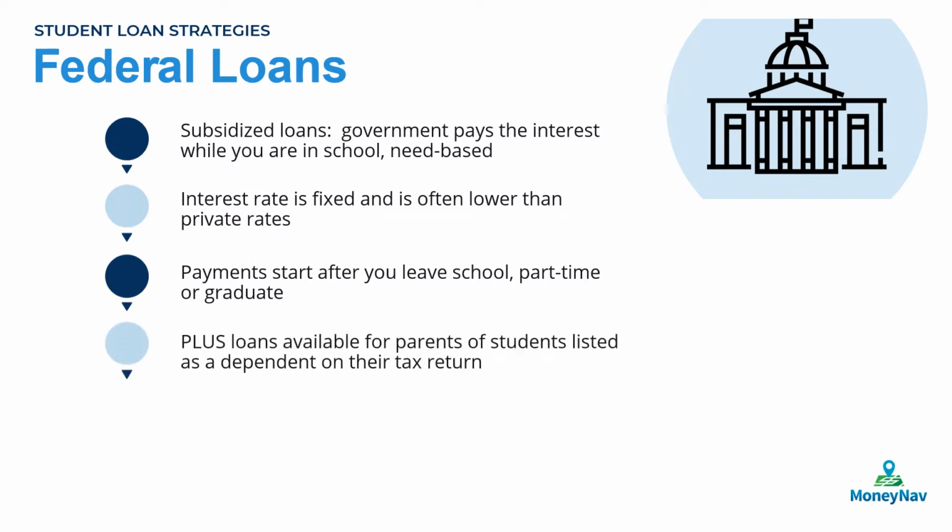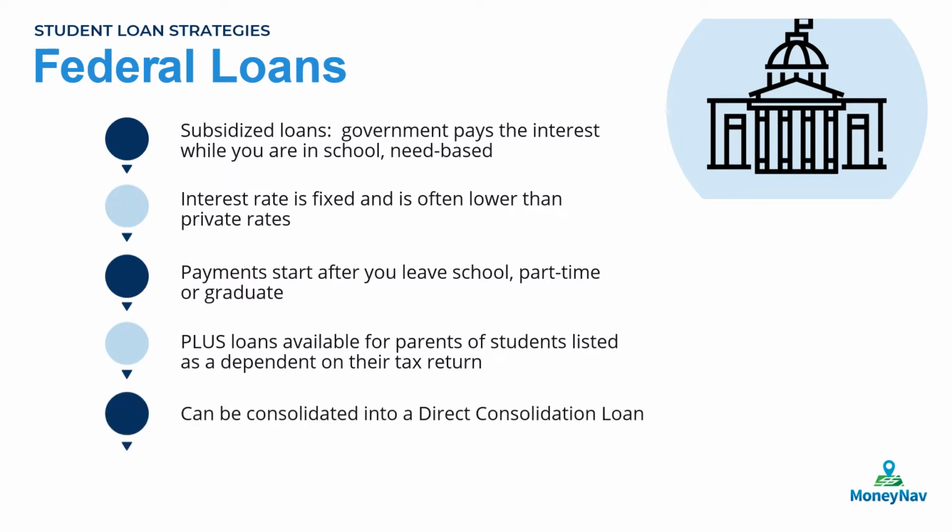PLUS loans are federal loans available to the parents of enrolled students who are listed as dependents on their parents' tax return. PLUS loans have no maximum amount and are intended to cover fees like room and board, which aren't typically included in standard financial aid packages.